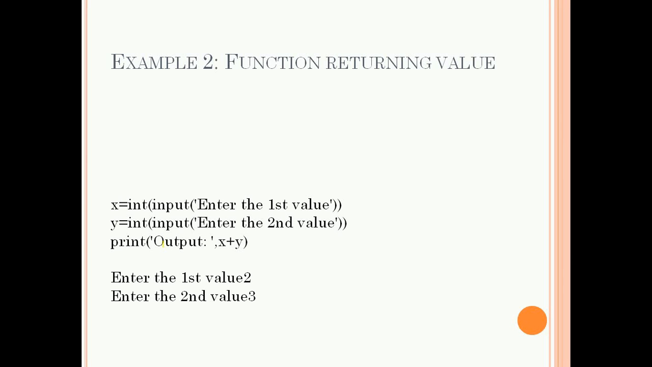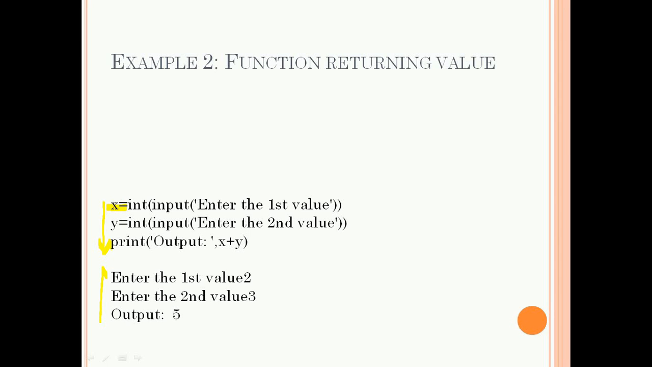Next example, function returning a value. That means this function will return a value. Where is it returning the value? The value will be returned to the main function or main program. So this is the normal program that is written without any function, and this is the output of this program. Instead of writing this simple program, we can convert it to a function which can return a value.